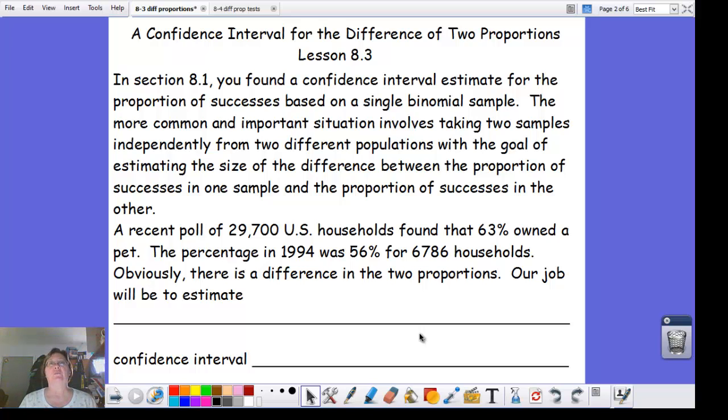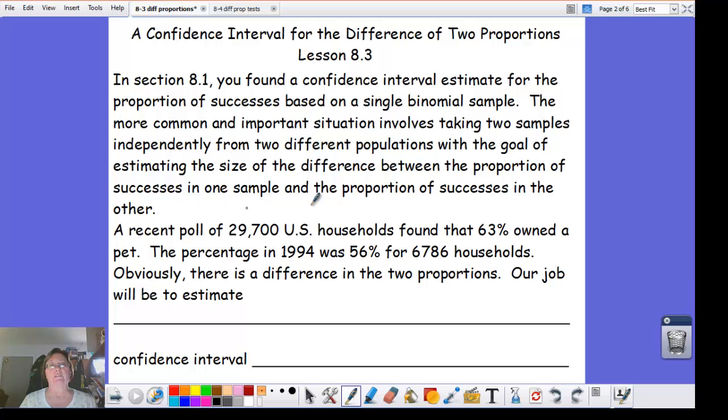Previously in this chapter, we have created confidence intervals based on the proportion from a sample that we took, the proportion of successes from a single sample, which is a wonderful thing to do. However, it's often more common and somewhat more important sometimes to compare what happens between two samples to see if perhaps things have changed over time or whatever. So today we're going to talk about confidence intervals for the difference between two proportions. That is, we're going to compare one to another.